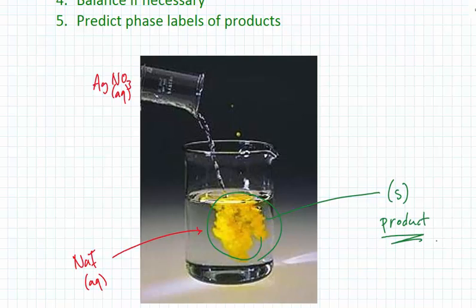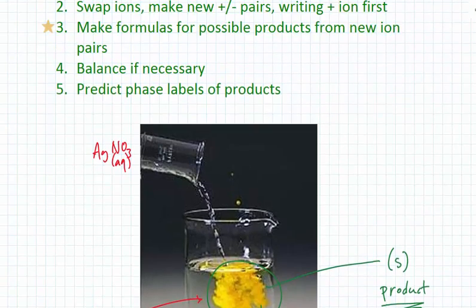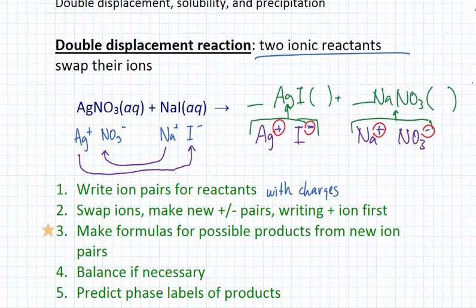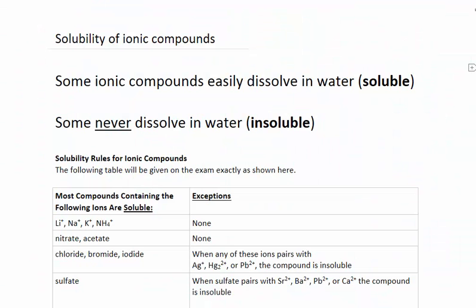The only way that we can see something like that forming is if it is a solid, something that is not dissolved, that actually shows up in there. So some kind of reaction has happened, but it turns out we have a way of actually predicting that without even seeing a picture or without even really doing much of anything. And it requires predicting those phase labels of those products. So we'll come back to this page.